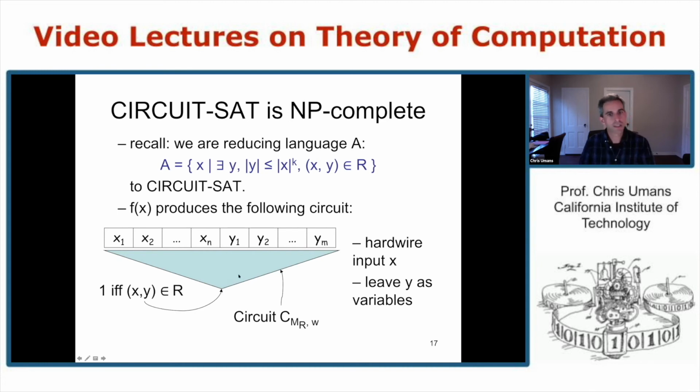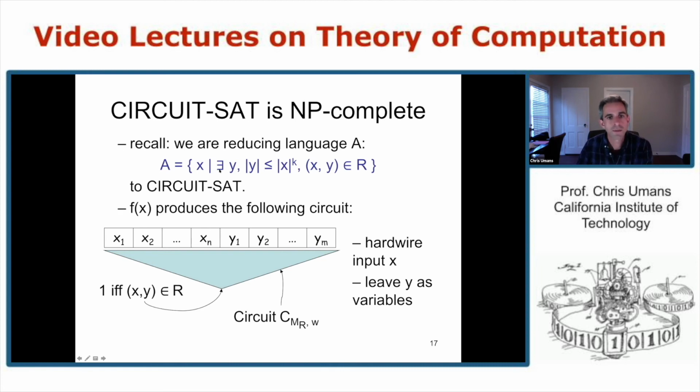And our reduction does the following little trick with this circuit. It hardwires the input X to be that X that we're reducing from, and it leaves the Y's as variables that are free. So it hardwires the X and leaves the Y's free. And if you think about it, that does what we want, because now you have a circuit with a bunch of variables, just the Y variables, and there exists a setting to the Y variables that causes that circuit to output 1.